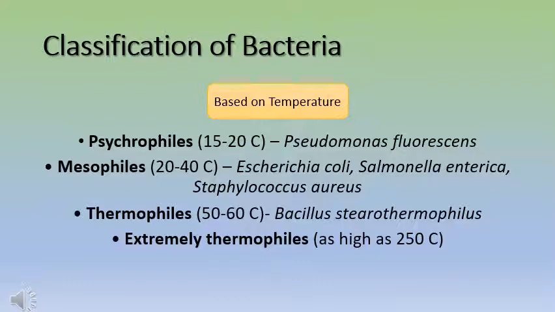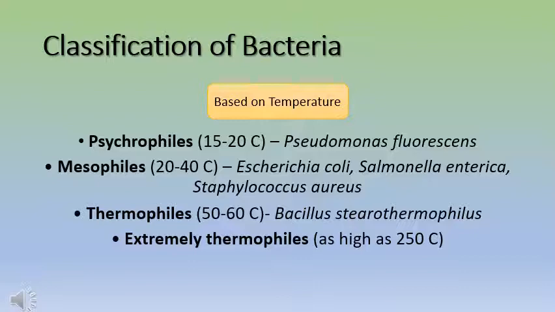We classify bacteria on the basis of temperature. Psychrophiles are those bacteria which can survive within 15 to 20 degrees centigrade. In some books you will learn psychrophiles survive within 4 to 20 degrees centigrade, but the common range is 15 to 20 degrees, like Pseudomonas fluorescens. Another type is mesophiles. Mesophiles can survive within 20 to 40 degrees centigrade. Common human pathogenic bacteria are mesophiles, because they can cause disease at 37 degrees centigrade. Examples are Escherichia coli, Salmonella, and Staphylococcus aureus.